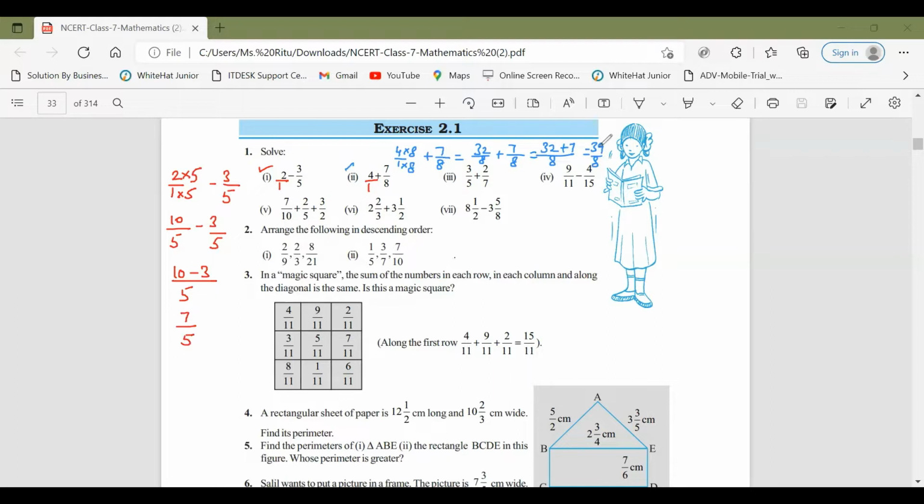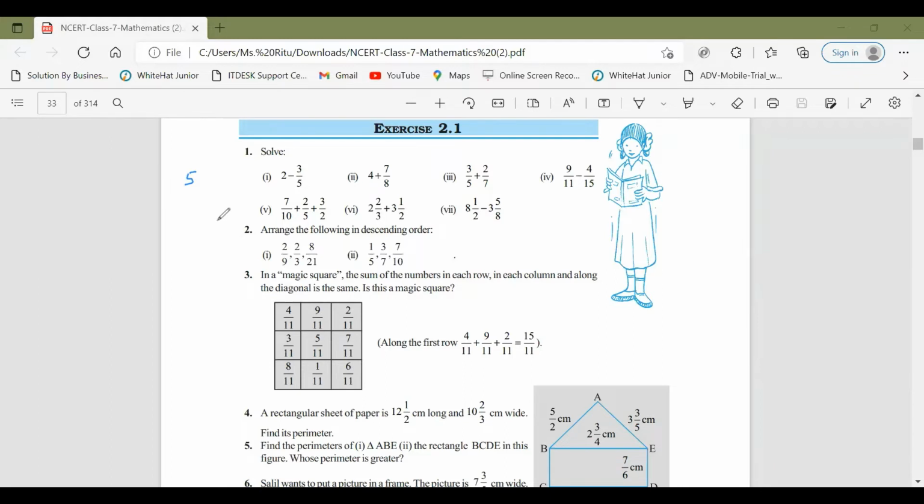Okay, let's switch to the third part now. Let me quickly erase it. In the third part we have 3 by 5 plus 2 by 7, which you have to add. Again, they are unlike fractions because the denominators are different. Now we will find the LCM of 5 and 7. 5 is a prime number, divisible only by itself. Similarly, 7 is also a prime number.